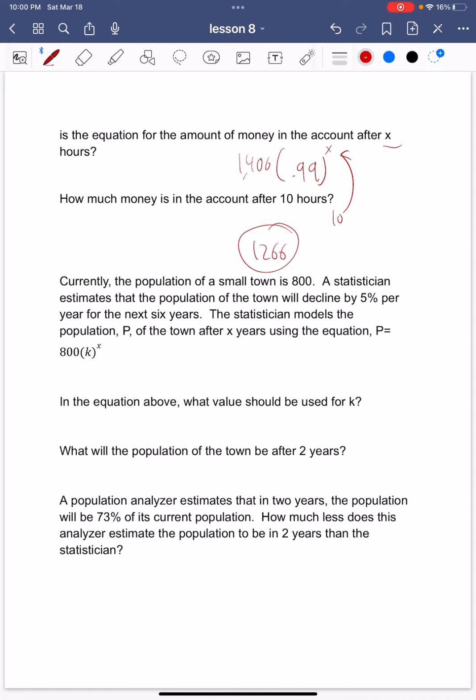Currently, the population of a small town is 800. A statistician estimates that the population of the town will decrease by 5% per year for the next 6 years. The statistician models the population P of the town after X years using the equation P equals 800 times K to the X. What value should be used for K? Well, we know it's going to decline by 5% per year. So it should be 1 minus percent over 100, or 1 minus 0.05, or 0.95. What will the population of the town be after 2 years? Well, we could just plug in 2 for X. So 800 times 0.95 to the second power. Using our calculator, we get 722 people.